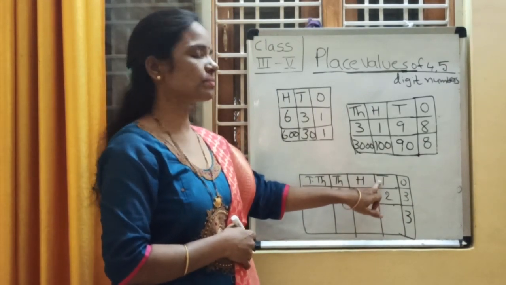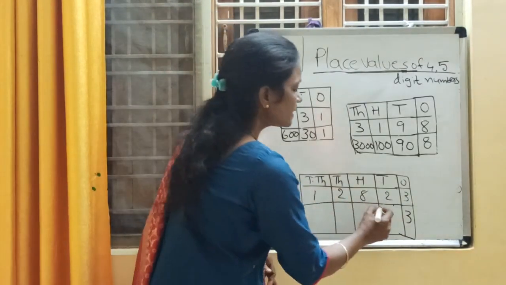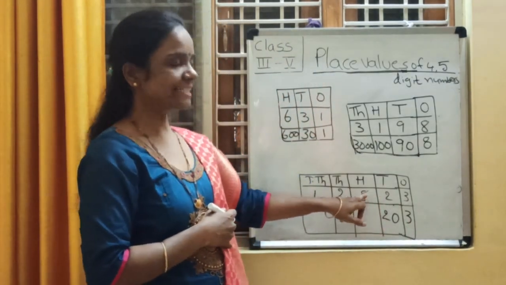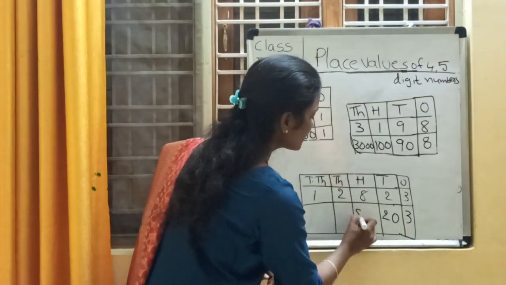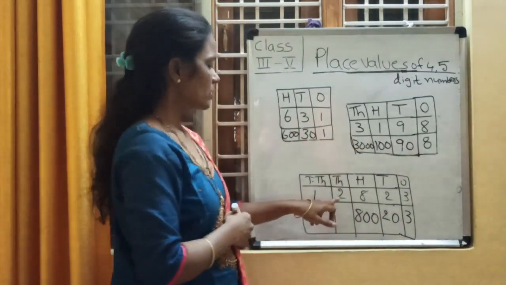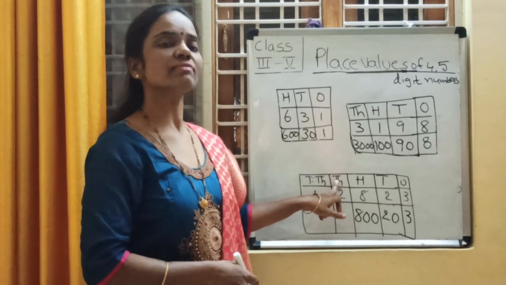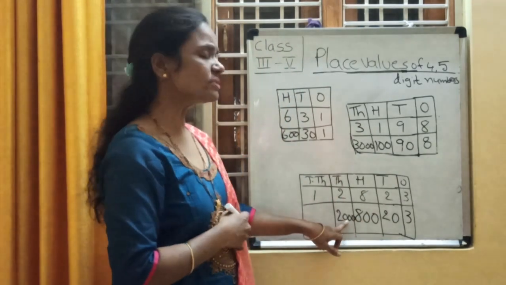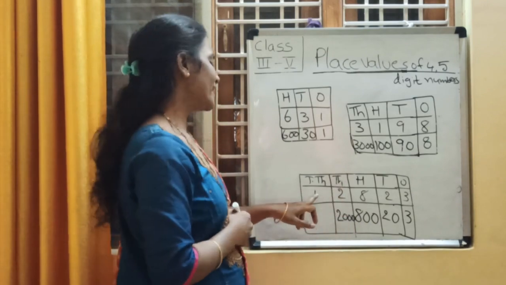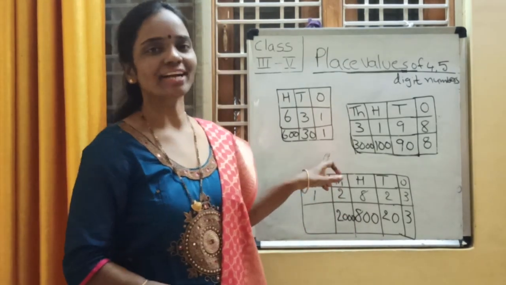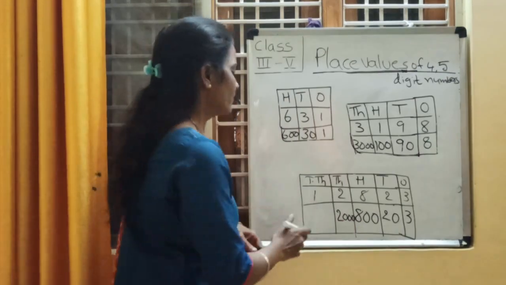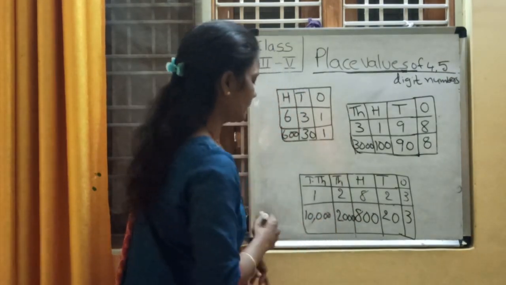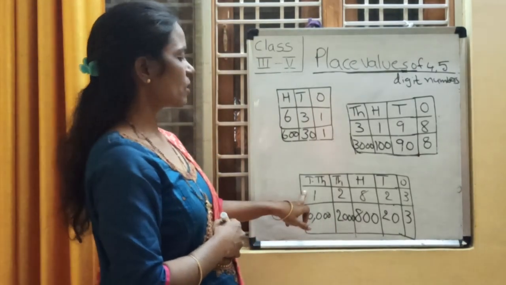2 is in tens place. 2's place value is 2 into 10. 20 is the place value of 2. 8 is in hundreds place. 8's place value is 800. 2 is in thousands place. 2's place value is how much, children? Yes, 2000 is the place value of 2. And 1 is in 10,000's place. What is the place value of 1? Very good. 10,000 is the place value of 1.